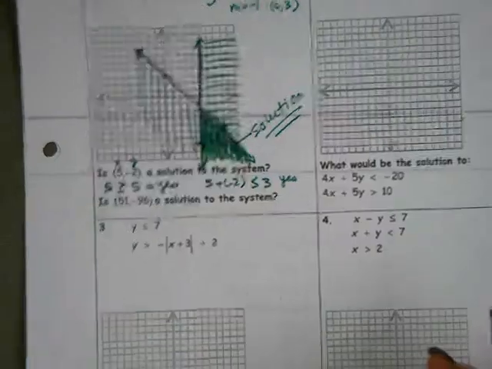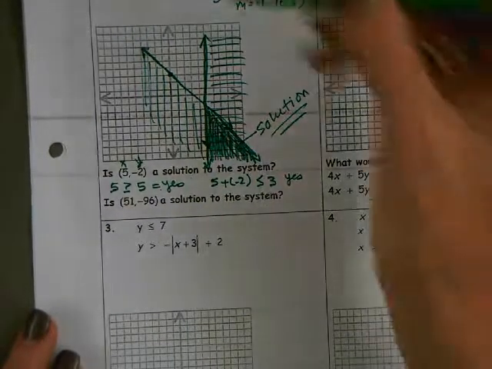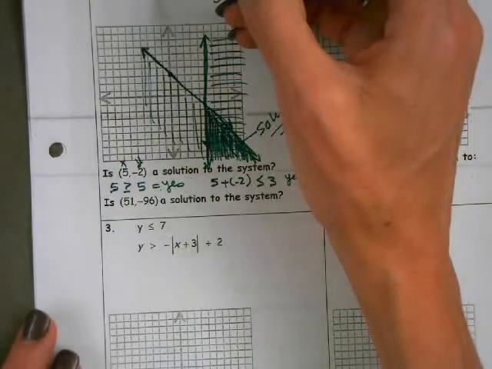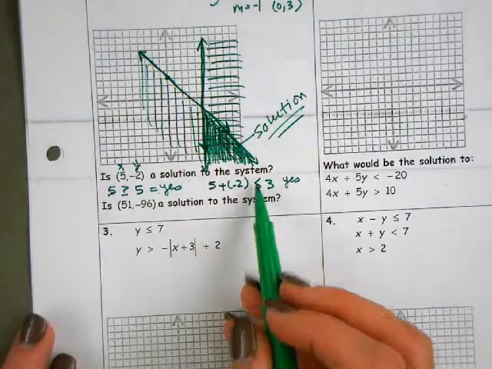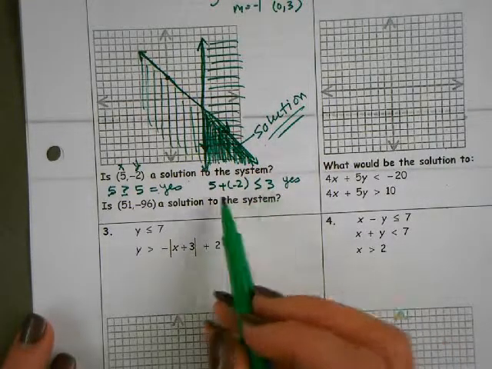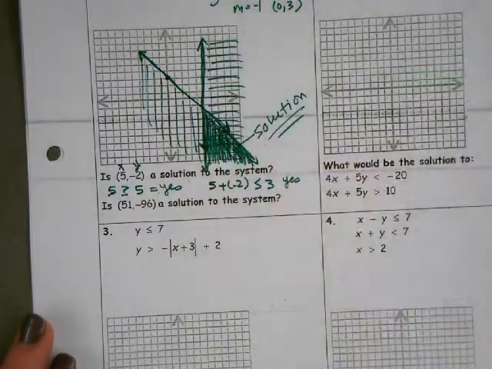Okay? If it was, let's say, (7, 2), then it would be yes for the first one, but it would be no for the second one, because it would be 7 minus 2, which is 5. That is not less than or equal to 3, so that's a no, so (7, 2) is not a solution for either of those. Okay?